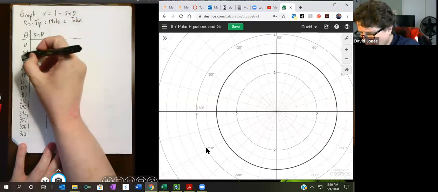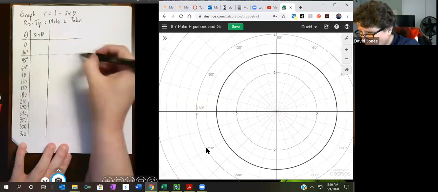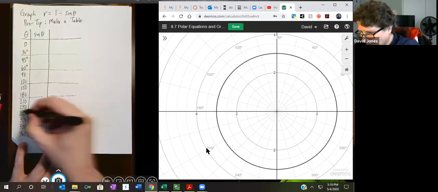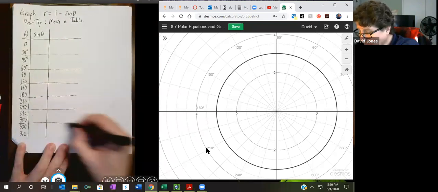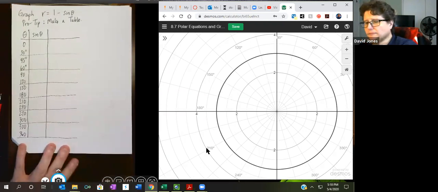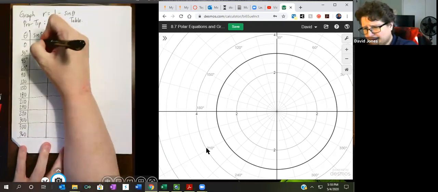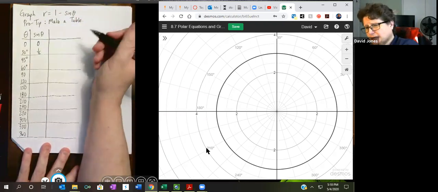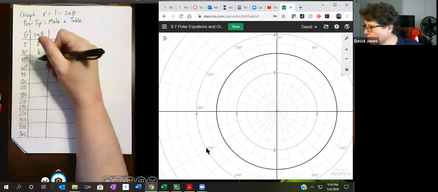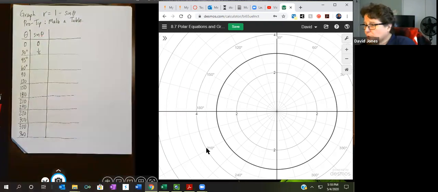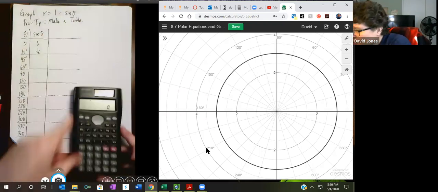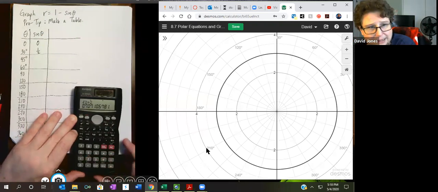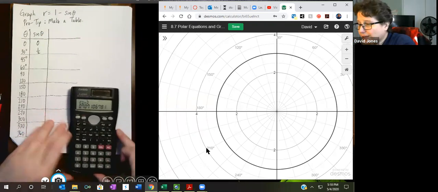So I'm gonna, maybe every 2, put a line in. That way it's easier to read my graph in a second. Easier to read my table. Sine of 0 is 0. Sine of 30 degrees is 1/2. Sine of 45 is root 2 over 2. What is root 2 over 2 though? Because I don't really know where root 2 over 2 is. So I'm going to put 0.707.